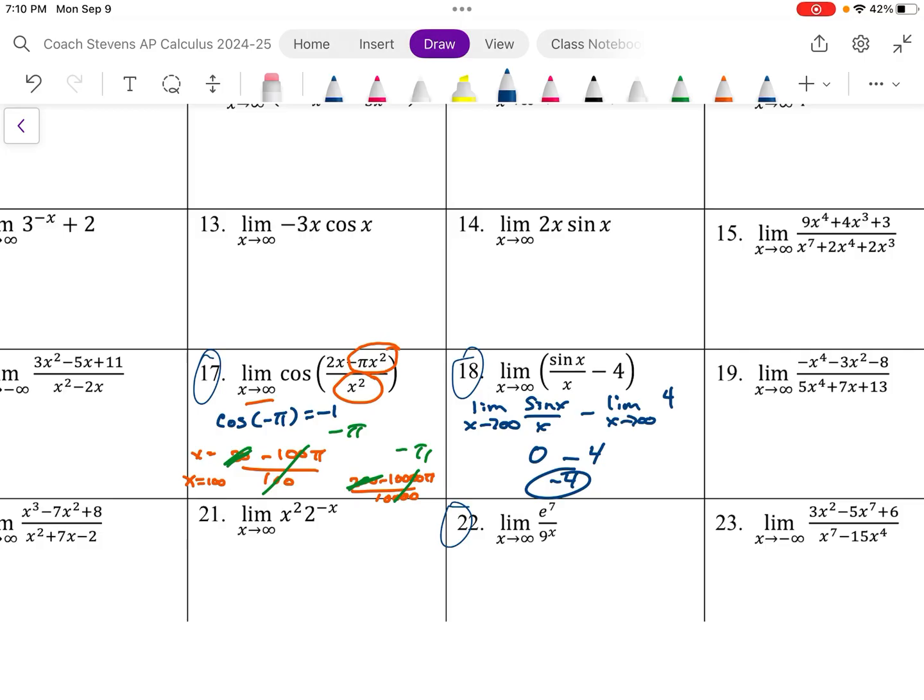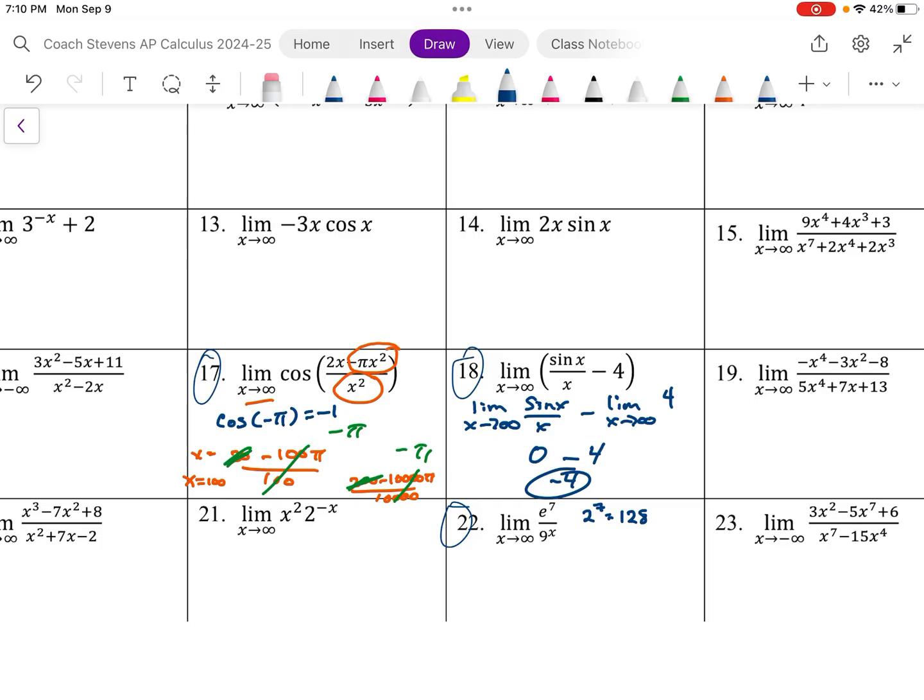As I look at the next one, 22, e to the 7 is just a number. It's a big number, but it's just a number, so it's not going to keep growing. I'm going to round down to make it easy on the math. We know e is 2.718. Let's just say we have 2 to the 7th power. That's going to work out to be 128.